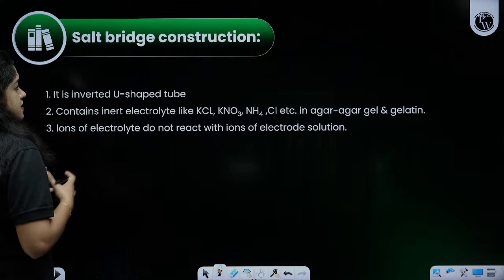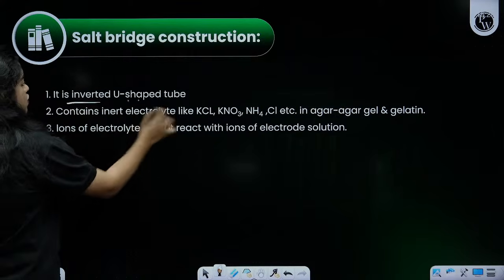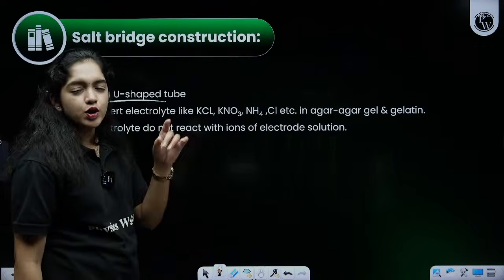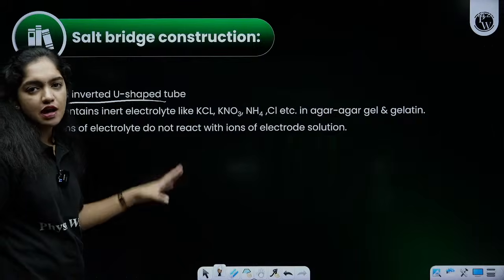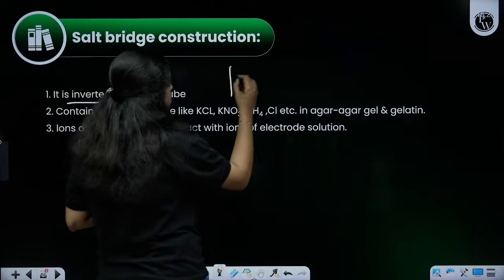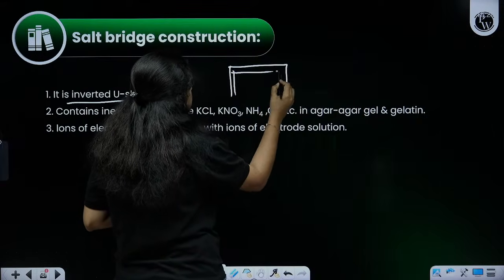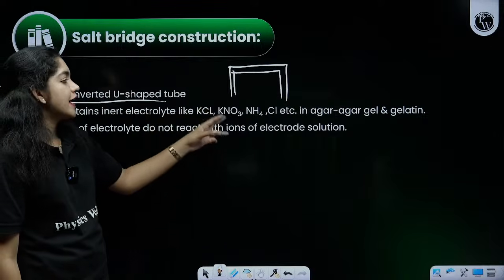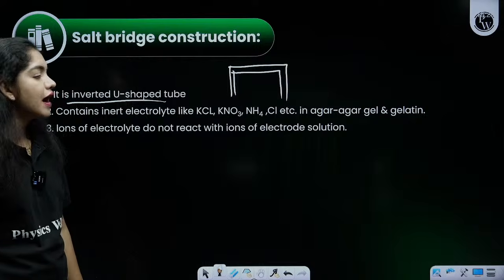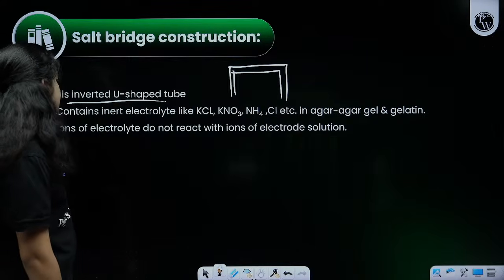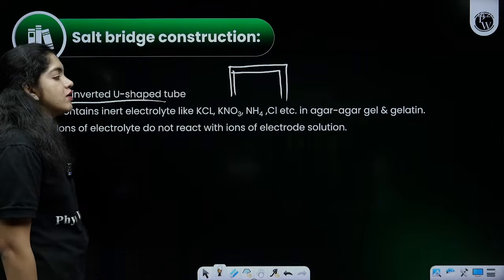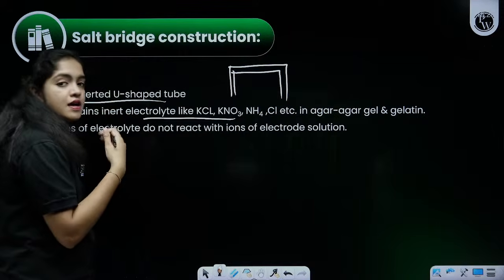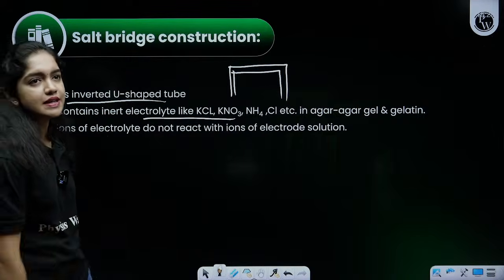Then salt bridge construction, that we know. It's an inverted U-shaped tube that connects the 2 beakers, and it contains inert electrolytes like KCl, KNO3, NH4Cl, etc., or agar gel and gelatin. This is the answer if you are asked what a salt bridge is. The ions of the electrolyte do not react with the ions of the electrode solution. They will be present only inside the salt bridge.